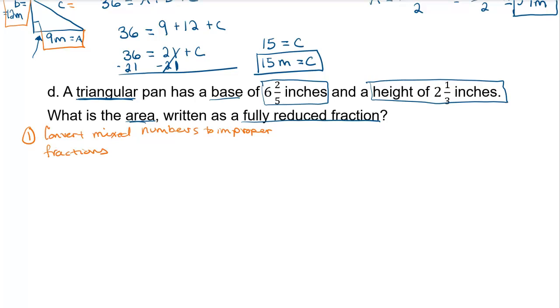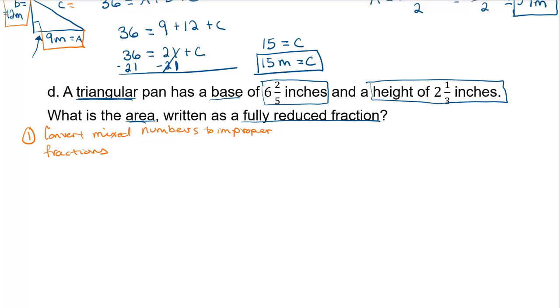If you have a problem that starts with either integers or fractions or some combination of that, your answer has to be written as an integer or a fraction. You cannot use decimals. You can't use decimals while you're solving, and you cannot create decimals at the end. So be really careful with that, okay?